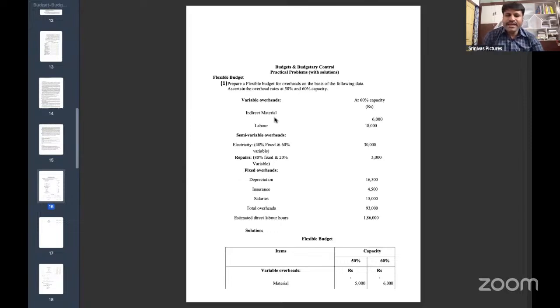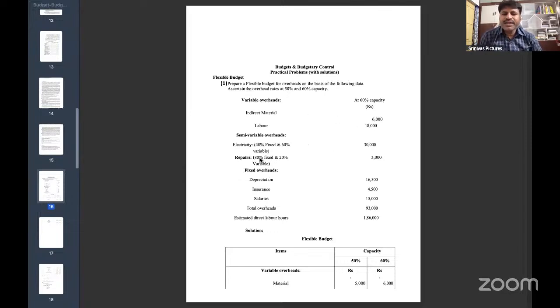See, indirect material 6,000, labor 18,000, semi-variables 30,000, of which 40% is fixed and 60% is variable. So out of these 30,000, 40% is fixed, which means 12,000 is fixed and the remaining 18,000 is variable. That means for 60% capacity it is 18,000. Then 50% is how much? So like that we have to calculate.